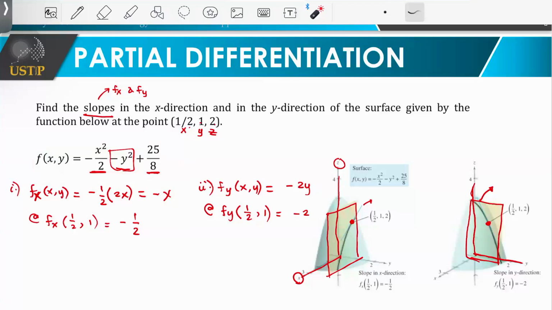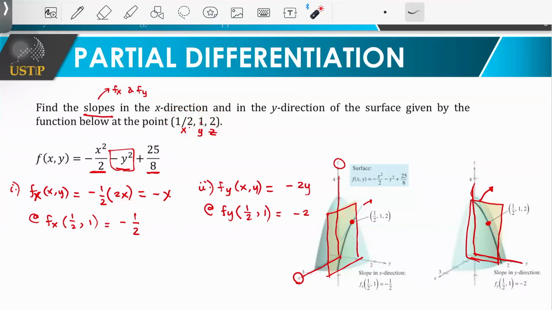Okay, so negative x, mao na ni ang atong partial derivative. Substitute na nato ang values ani x, y, z diri. So since x naman ang variable, then it doesn't matter ang value, 1 o 2. So the answer would be negative 1/2.